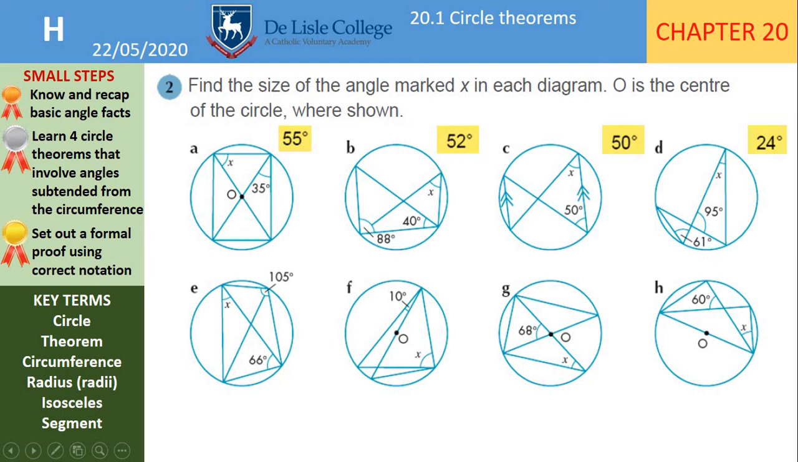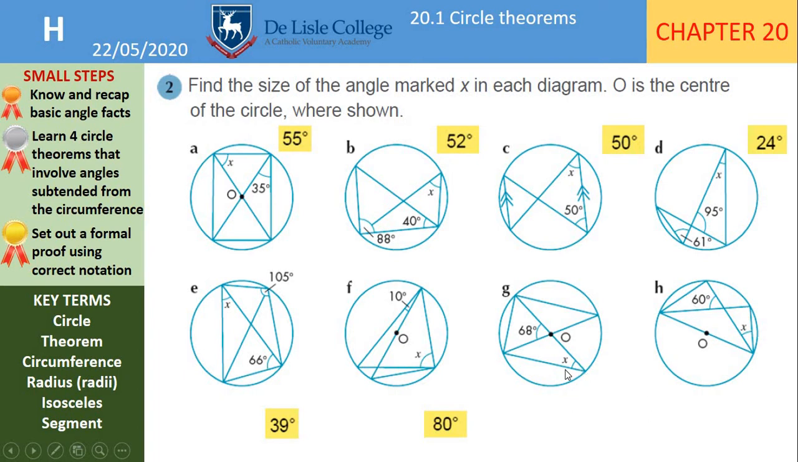Question E, due to the angles in the same segment, this angle here, cutting the 105, is 66 degrees. So 105 take away 66 gives us this angle, which is the same as X, which is 39 degrees. Question F, we've got a diameter, so that full angle there is 90 degrees. And then due to angles in the same segment, this little angle here is 10, so that gives us 80 for X.